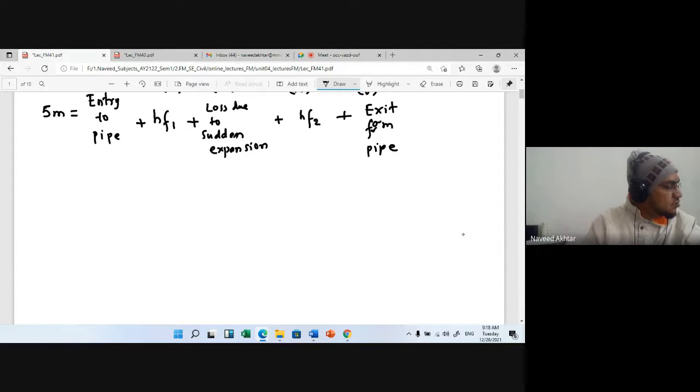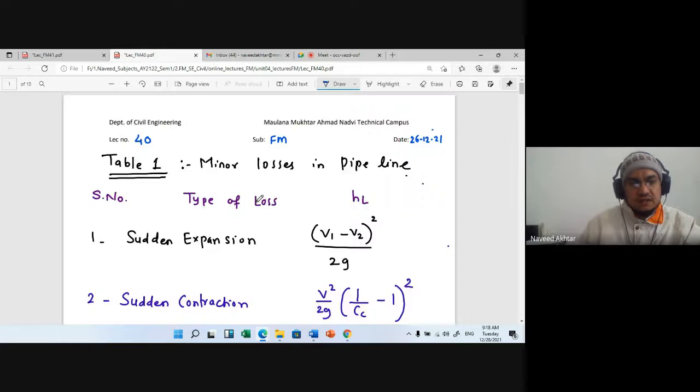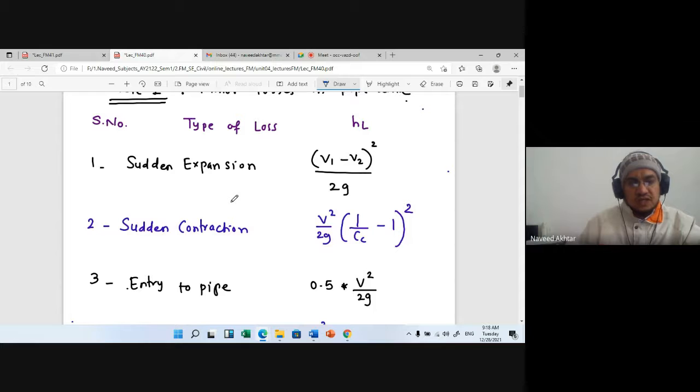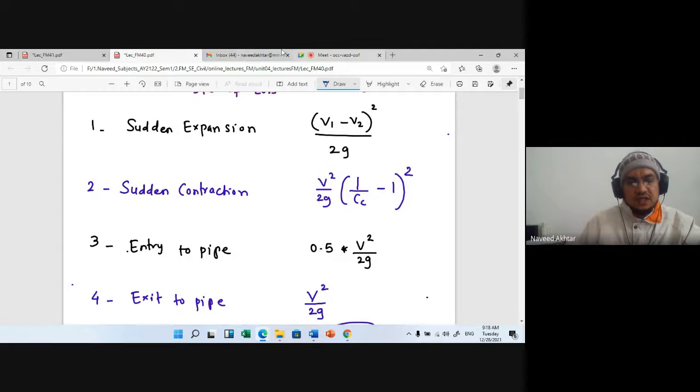So from table number one, I will write down from table number one. Using table number one, we have seen in the last class. In that table number one, the different losses are given here: loss due to sudden expansion, loss due to entry to the pipe and exit from the pipe. We require only these in our case.